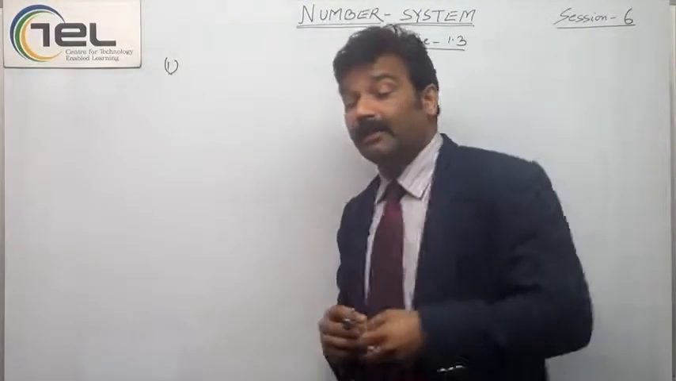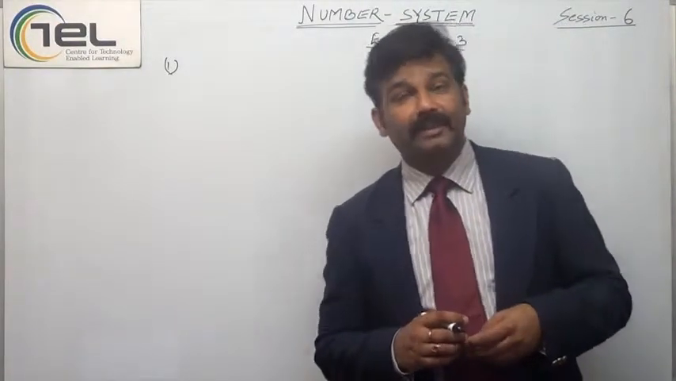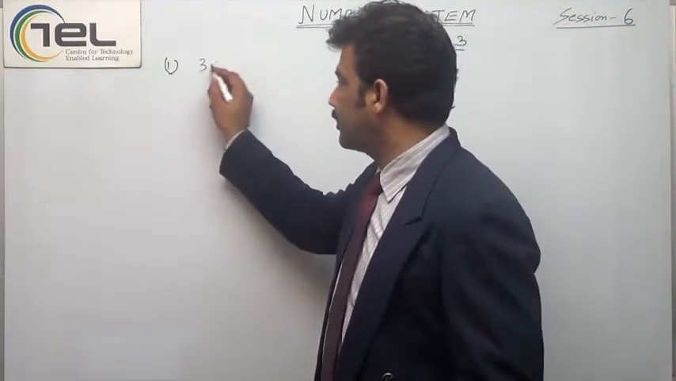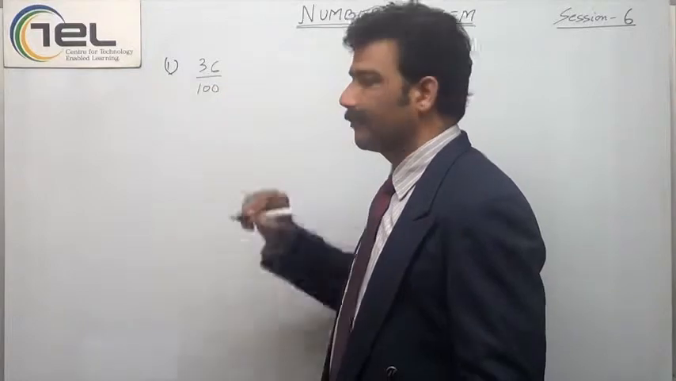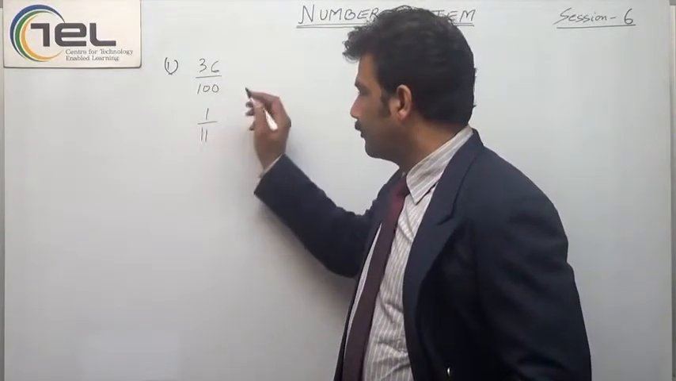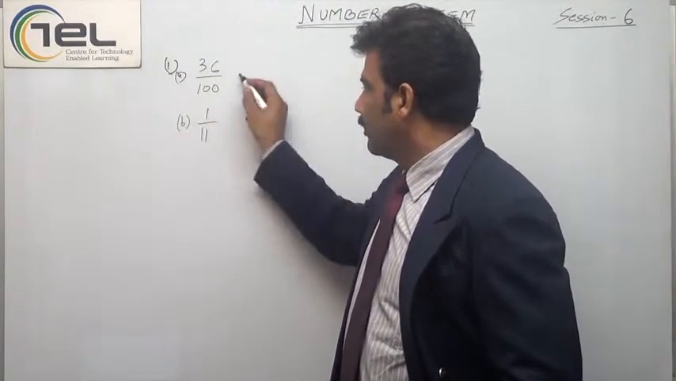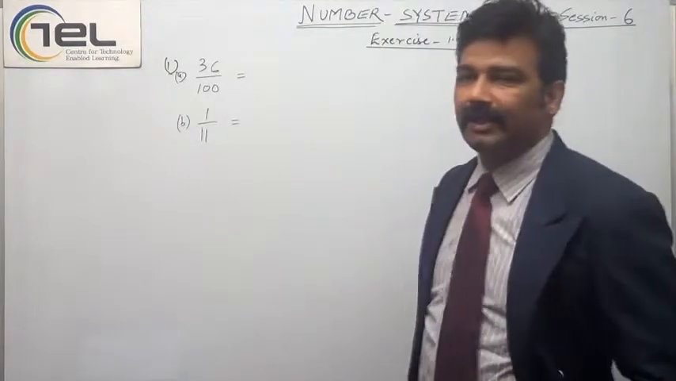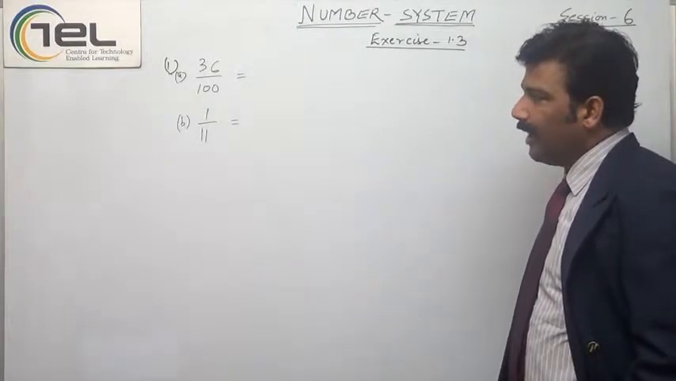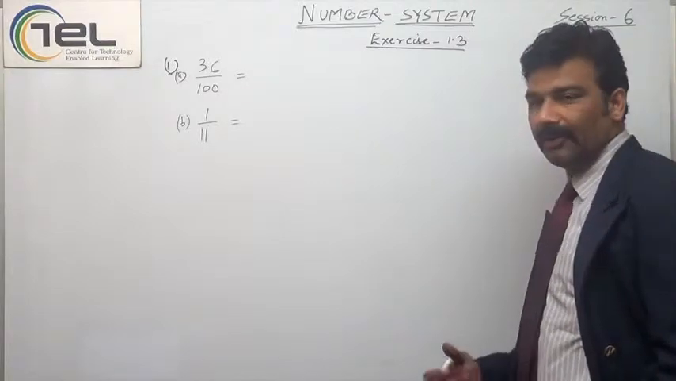Question number 1 says, write the following in decimal form and say what kind of decimal expansion each has. 36 over 100, and another one is 1 by 11. Let's say this is the A part, and this is the B part. Both can be represented in decimal form, and one will have a terminating and one will have a non-terminating expansion.